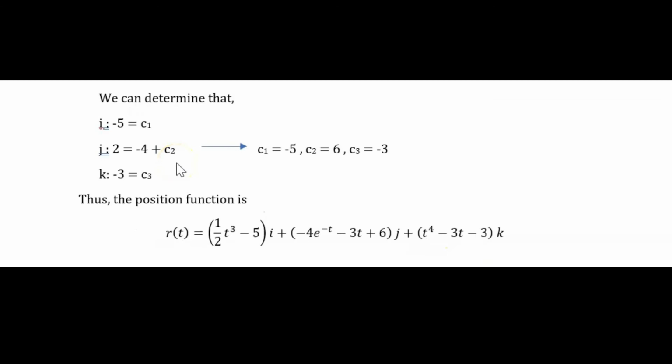And we repeat the same step as the previous. To find the initial position, we do the same thing as finding the initial velocity, where we compare the values of i, j, k from the right hand side to the left hand side. And we get the answer of c1 is equal to negative 5, c2 is equal to 6, and c3 is equal to negative 3. Therefore, we replace all of this in the equation. Therefore, the position function is 1 over 2 t cubed minus 5 i plus negative 4e to the power of negative t minus 3t plus 6 j plus t to the power of 4 minus 3t minus 3 k.